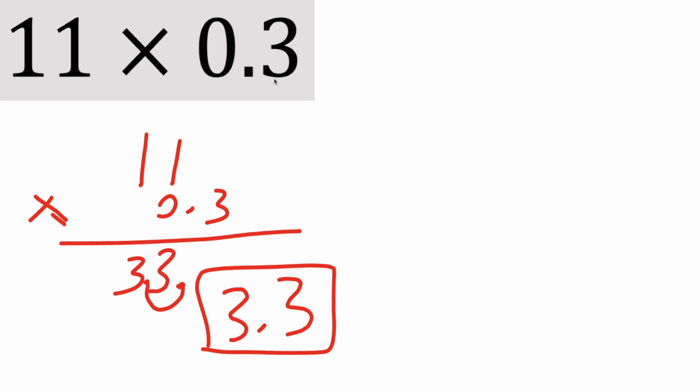Because it takes into account that this is not a regular 3. Like if you had 11 times 3, you would get 33. But you have 11 times 0.3. So we had to go 1 to the left. But I'm going to show you another way to solve this problem.